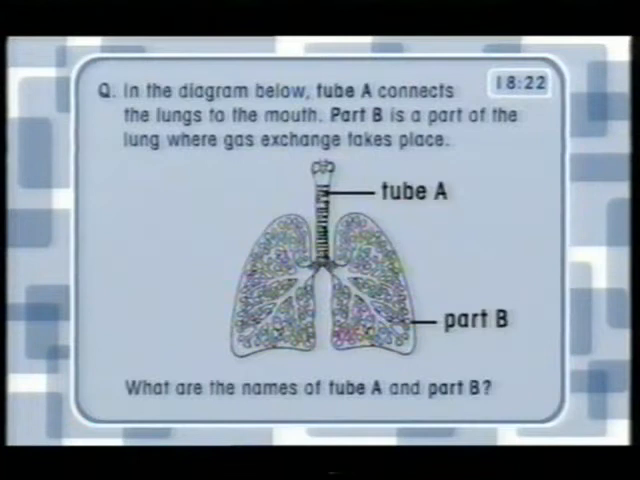Test yourself. In the diagram below, tube A connects the lungs to the mouth. Part B is a part of the lung where gas exchange takes place. What are the names of tube A and part B?